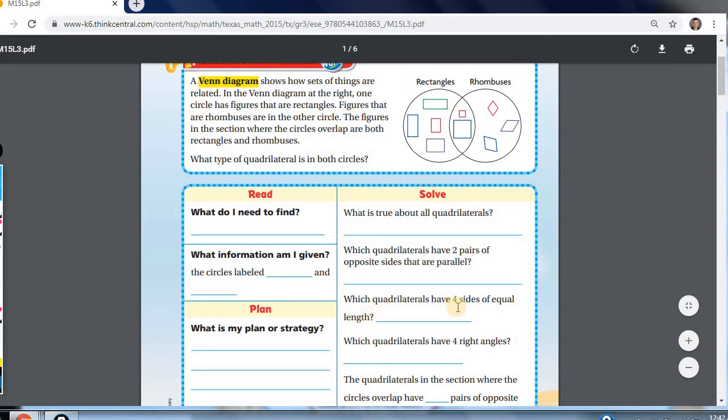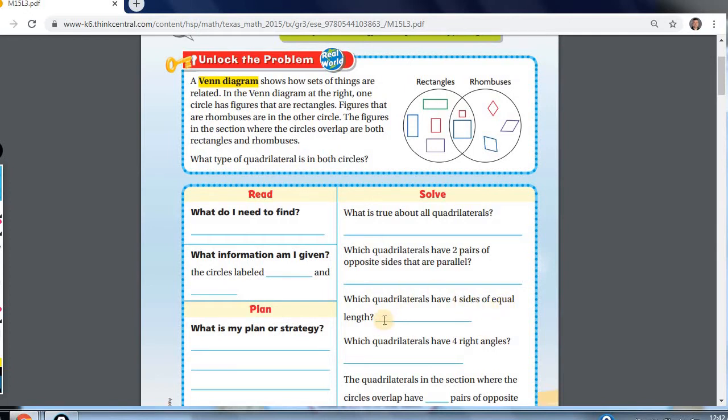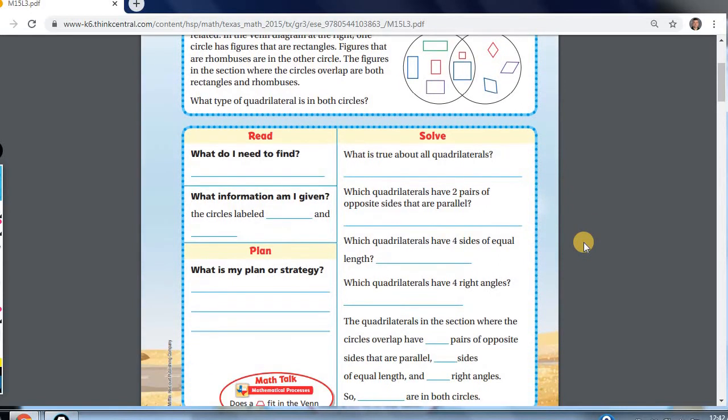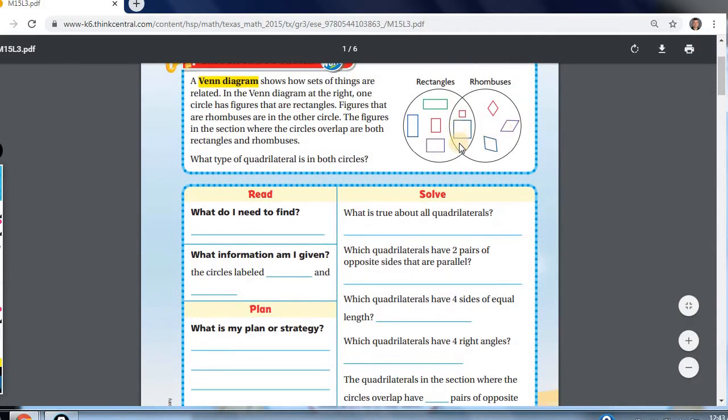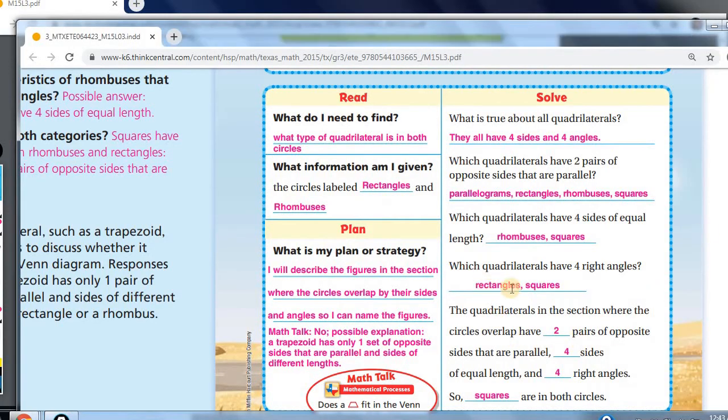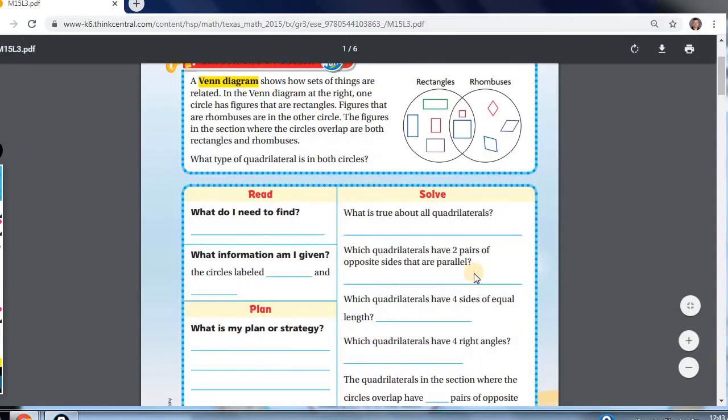Which quadrilateral has 4 sides of equal length? Well, that would be a square and a rhombus. Which quadrilateral has 4 right angles? Well, a square or a rectangle has right angles. Squares and rectangles have 4 right angles.